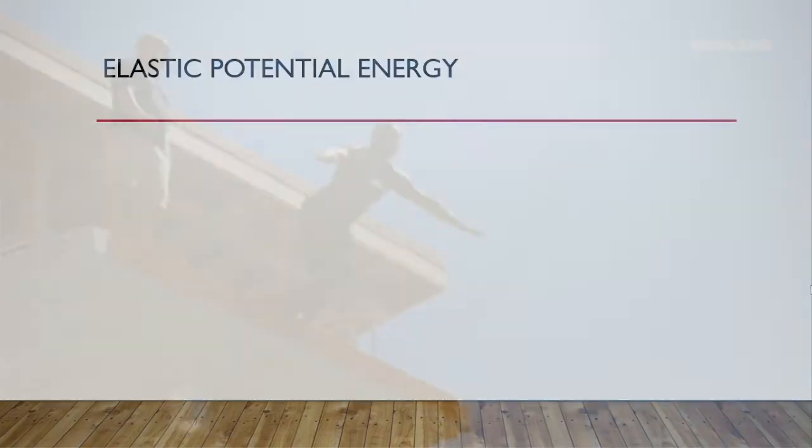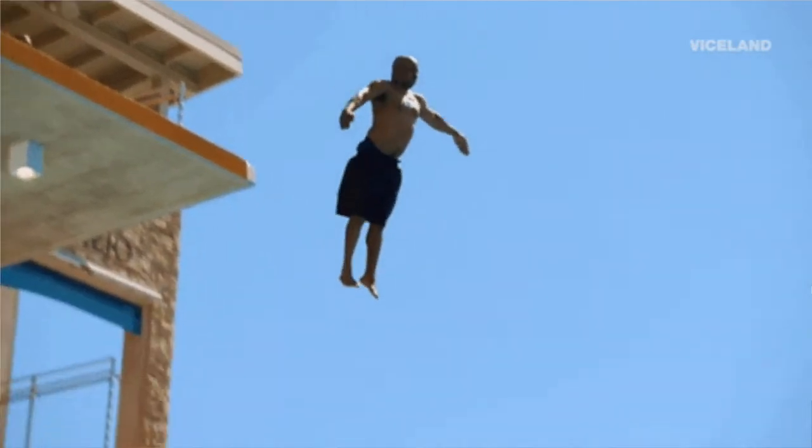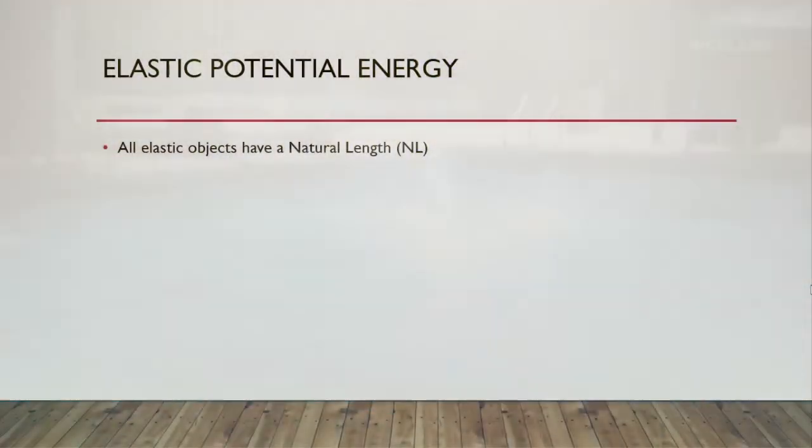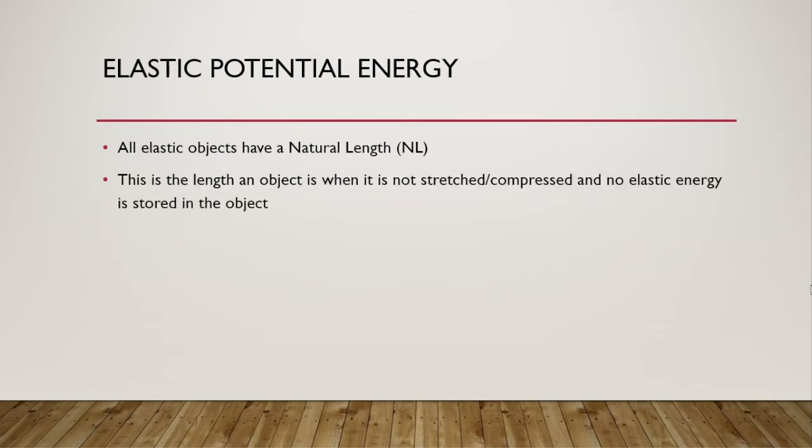So now let's dive into the components of elastic objects. And we're going to say that all elastic objects have a natural length, which we'll abbreviate as NL. And this is the length of an object when it is not stretched or compressed. So in other words, there's no elastic energy that's stored in that object. The amount a spring is displaced from its natural length is given by the variable x, which just means distance displaced. So if I were to stretch a spring, it would have an x distance from that natural length. If I were to compress it, same thing.